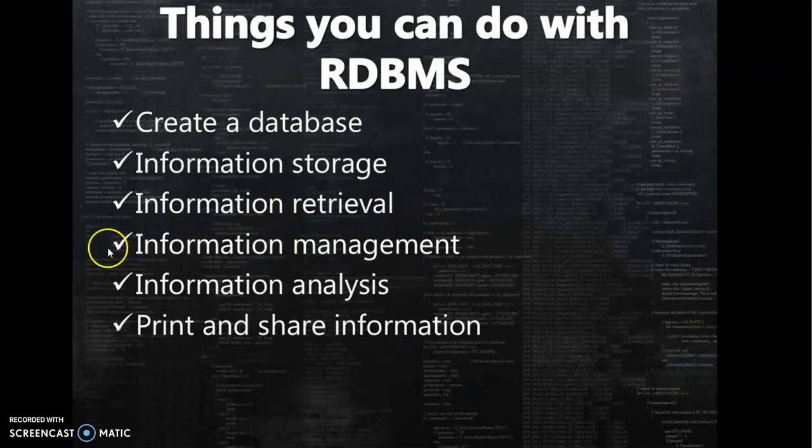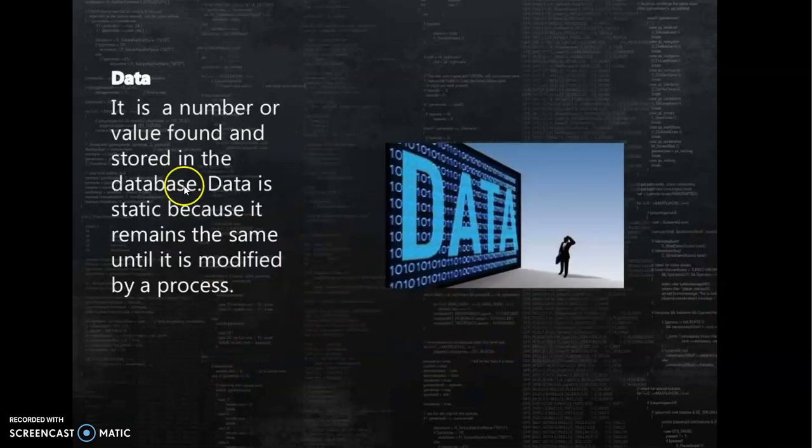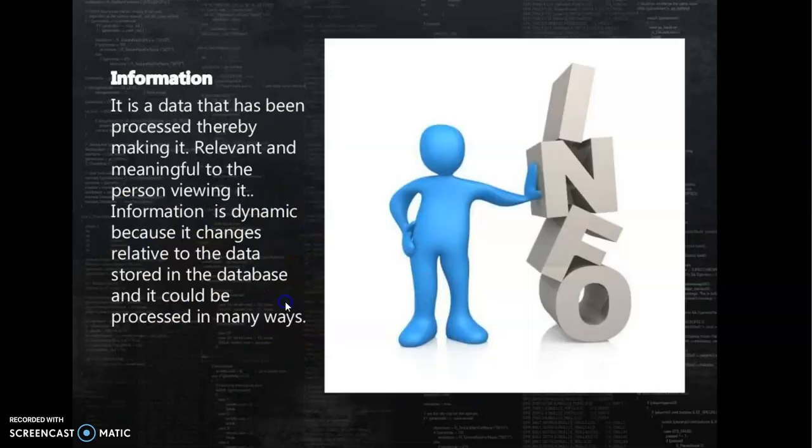RDBMS. Create a database, information storage, information retrieval, information management, information analysis, and print and share information. Let us see some terminology. Data. It is a number or value found and stored in a database. Data is static because it remains the same until it is modified by a process. Information. It is data that has been processed, thereby making it relevant and meaningful to persons viewing it. Information is dynamic because it changes relative to the data stored in a database.